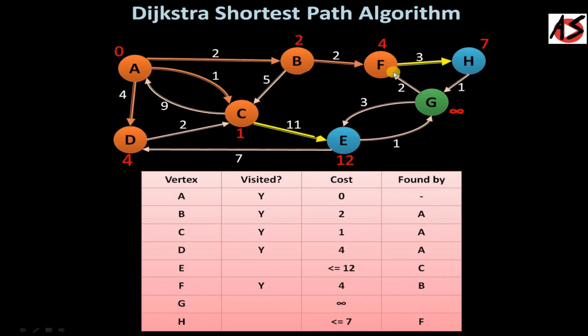And from F, now you can explore one new node, that is H. So the cost of A to H is nothing but the cost of A to F, that is 4, plus the cost of F to H, that is 7. So we can take the maximum possible cost of H node as 7 here. So we can write it as less than or equal to 7. And this node is found by node F here. So it is indicated in the table.